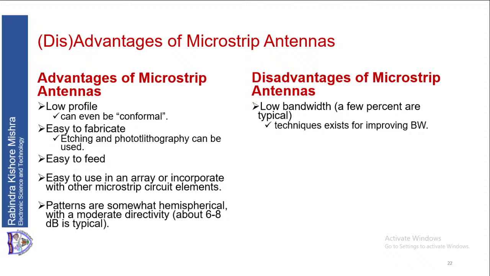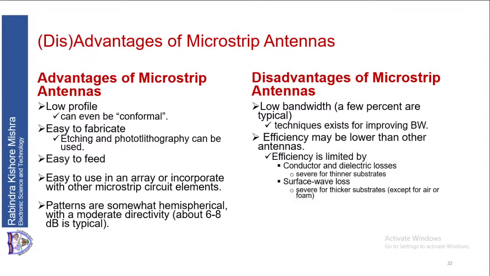Disadvantage: bandwidth is low, a few percent, about 3%, but techniques exist to improve the bandwidth. Then efficiency may be lower than other antennas. Efficiency is limited because of the conductor and dielectric losses in the microstrip type of structure, severe for thinner substrate. Then there are surface wave losses which also affect the efficiency, because some radiation is lost to the surface wave.